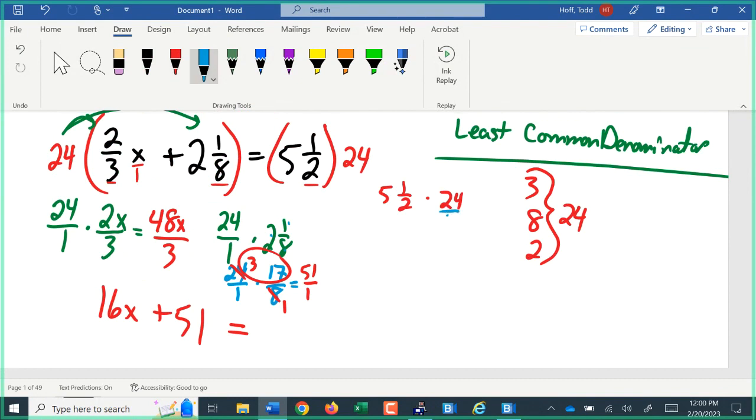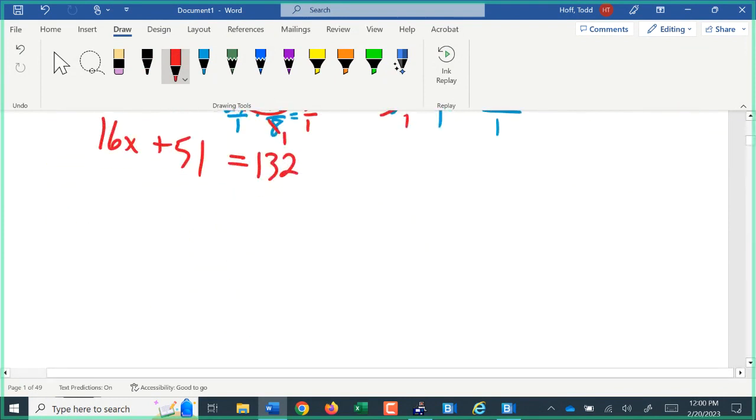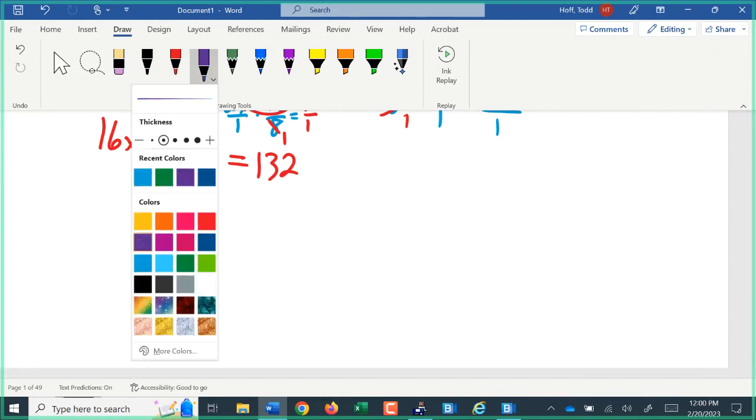First, I would make that 24 over 1, so it's a fraction. 5.5, 5 times 2 is 10, plus 1 is 11 halves, times 24 over 1. 2 and the 24 cross cancel, giving me 12 and 1. 11 times 12 is 132 over 1. This is 132. Now we can solve this like any of our other equations.